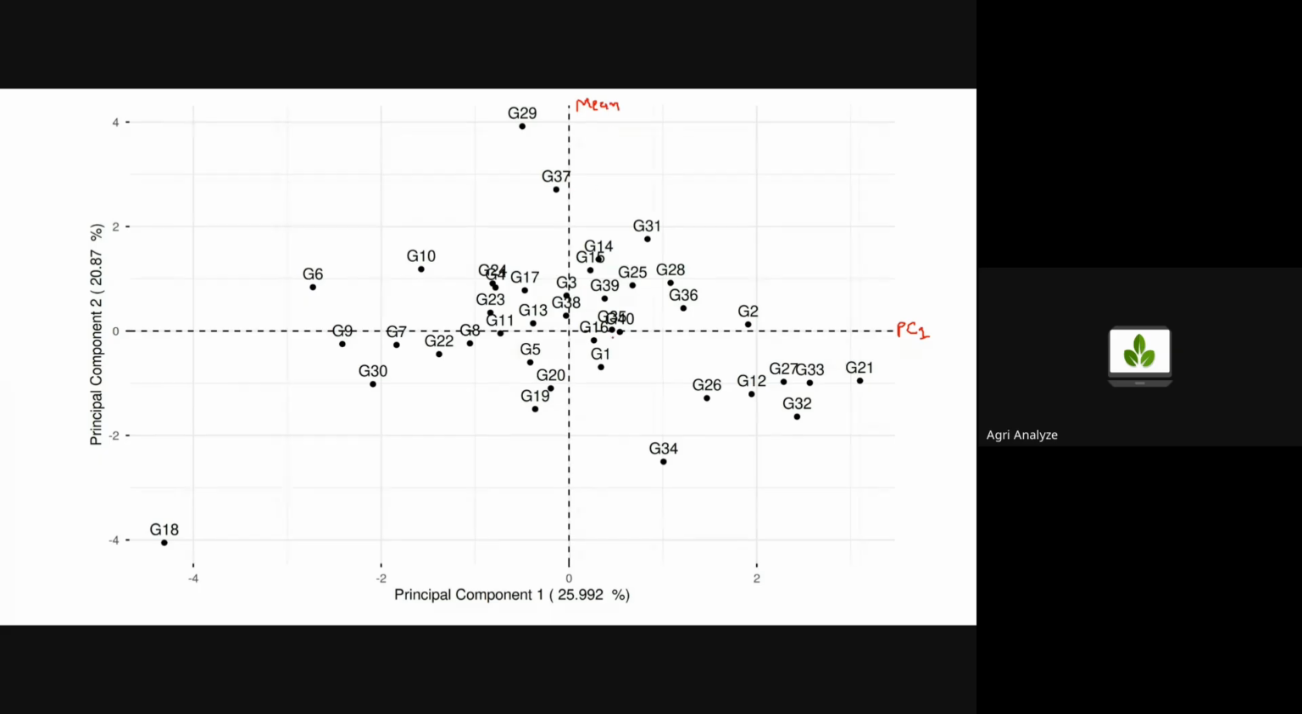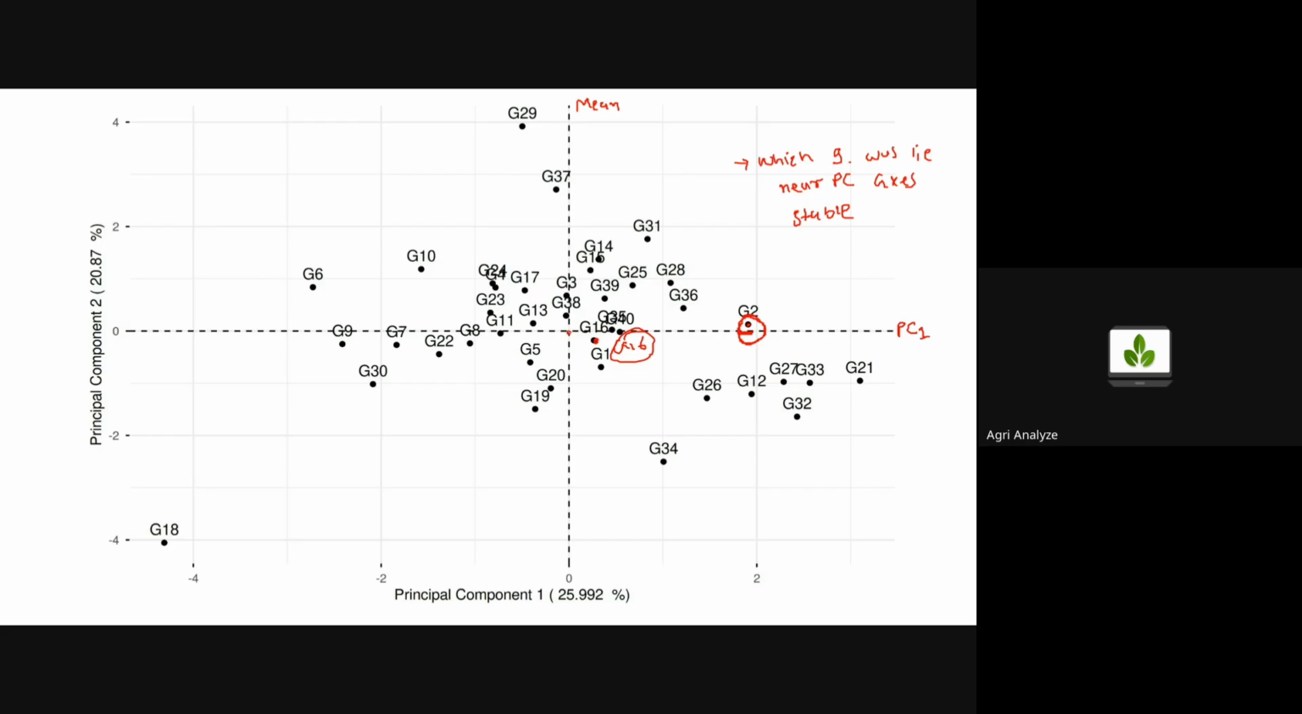Okay, so if genotype 2 is near the PC1 axis, the basic rule is that this genotype is considered stable. It means the genotype which lies near the PC axis is considered stable. Here also it is G16. It is also stable, but the G2 genotype has a greater mean yield as compared to this.